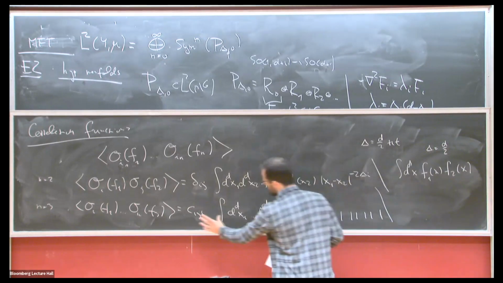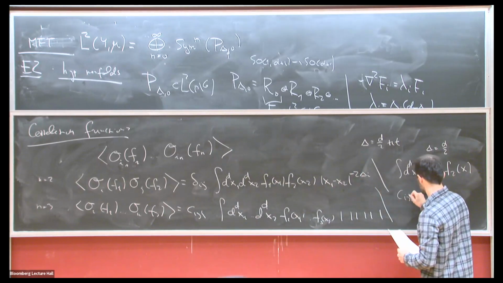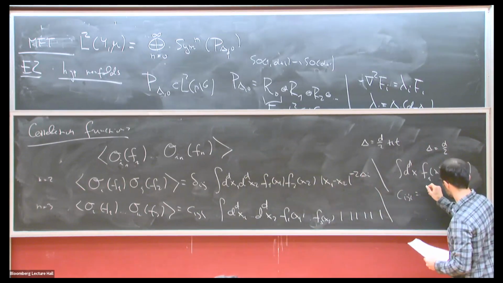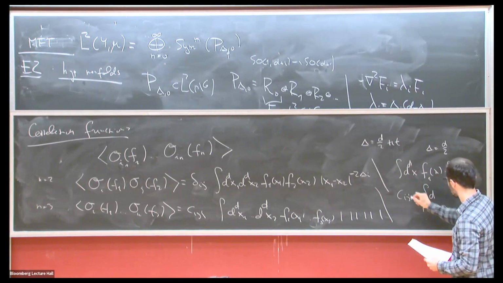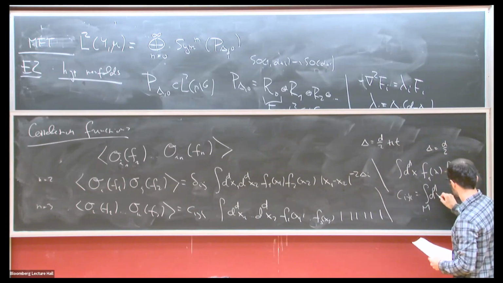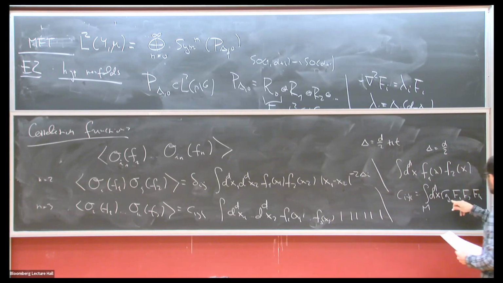And so for the case of a hyperbolic manifold, the C_ijk are related to integrals of products of 3 eigenfunctions. You integrate over the manifold, for a scalar principal series at least, the f_i, f_j, f_k at the same point.